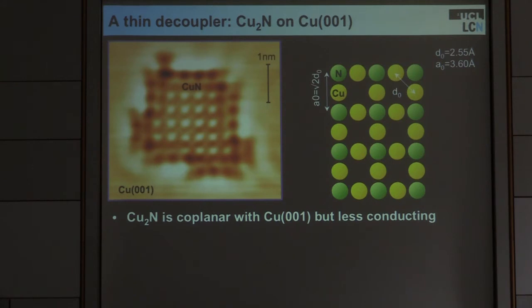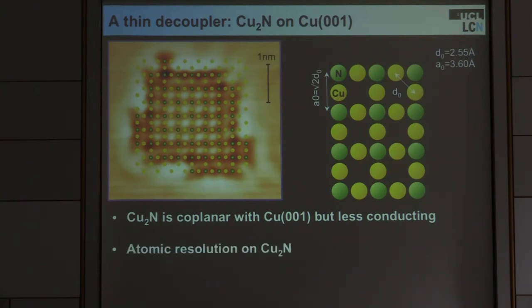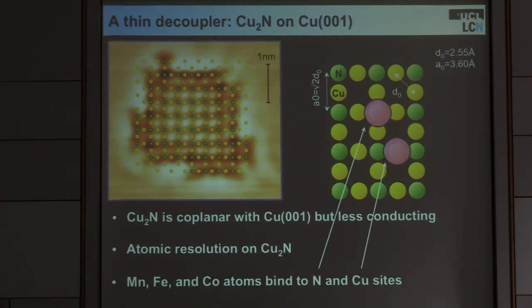Now you very clearly see this very nice periodic structure. Since we know what the lattice looks like, we can use the periodicity to assign the binding sites, or the lattice sites. And now we have atomic resolution on this system. That's very nice because when we deposit our magnetic atoms on top of this to study, we know exactly where we're sitting.